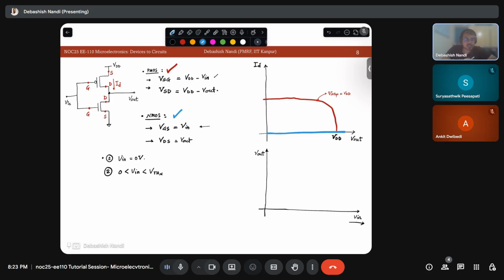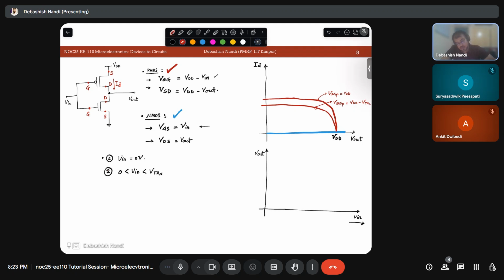But what about PMOS now? My VSG will reduce, right? So my curve will come down a little bit. VDD minus some finite value. Exactly. So my VSG will be some VDD minus, let's say, VTHN. Some value, but the voltage will drop, right? So the current will drop. Yes, sir. Fine.